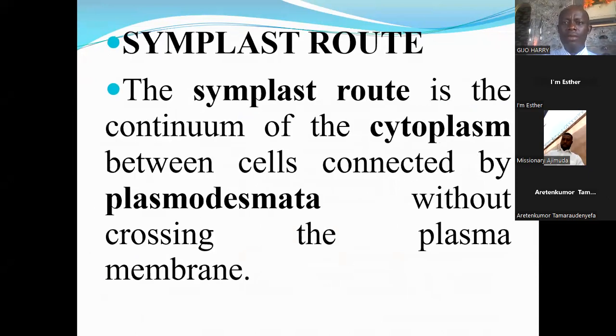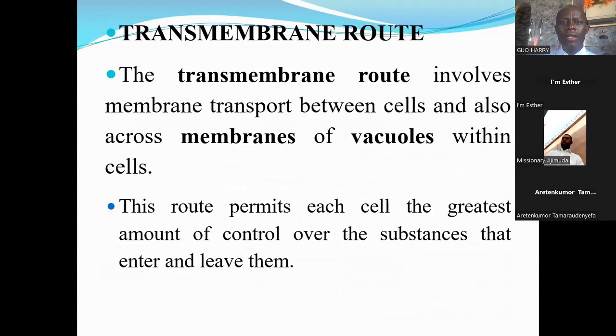In the symplast route, the water moves through the cytoplasm between cells connected by the plasmodesmata without crossing the plasma membrane. So that's the symplast route. The water passes through the cytoplasm, through this plasmodesmata. Okay, and then we also have the transmembrane route.